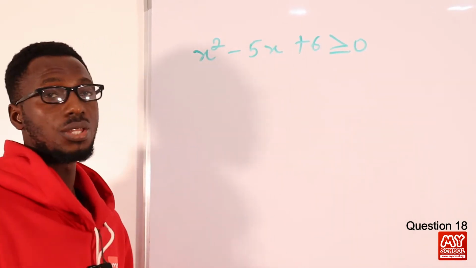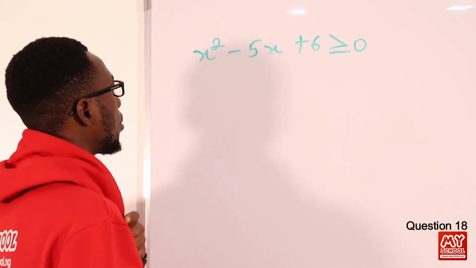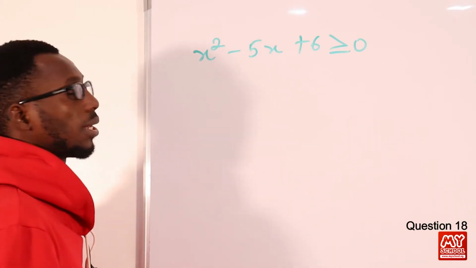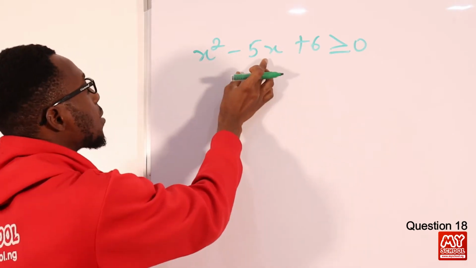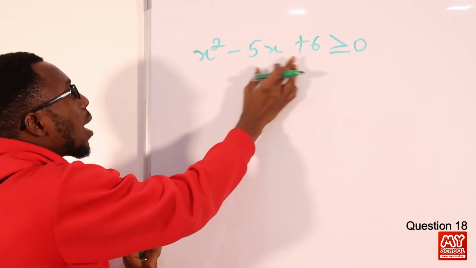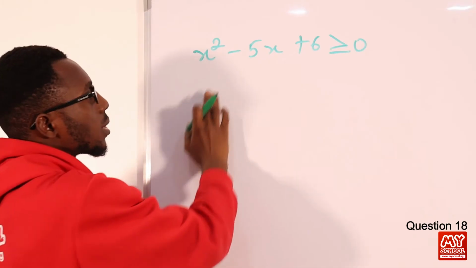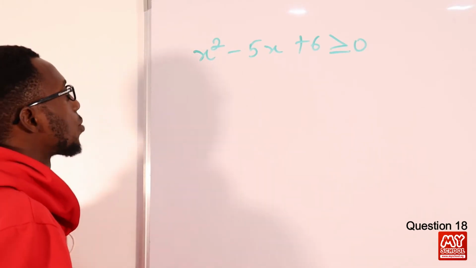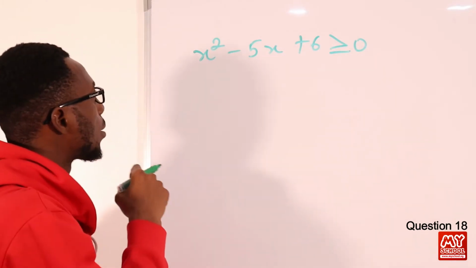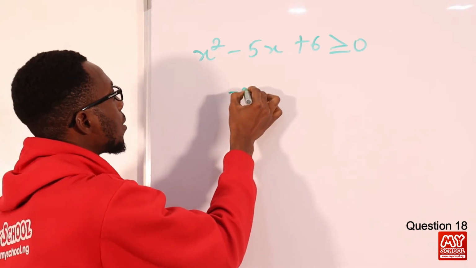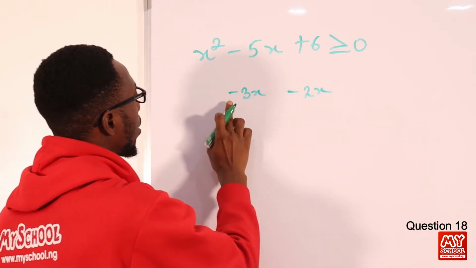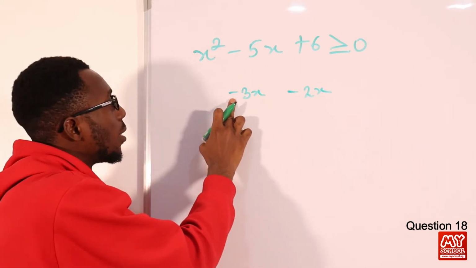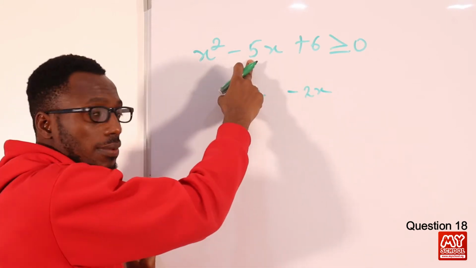Alright, so what we just need to do is to factorize. The factors should be, what we can add together that will give us minus 5x and what we can multiply together that will give us plus 6x squared. So what can we add together? This should include minus 3x and minus 2x, because minus 3 plus minus 2 gives us minus 5.